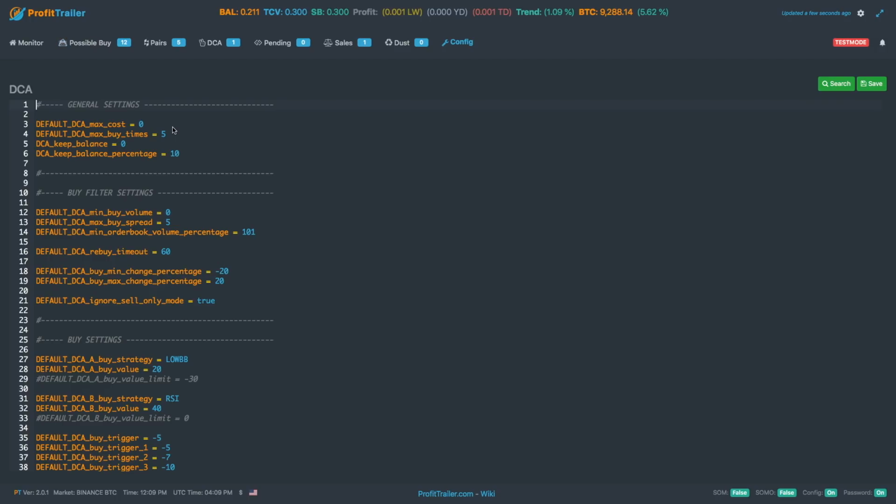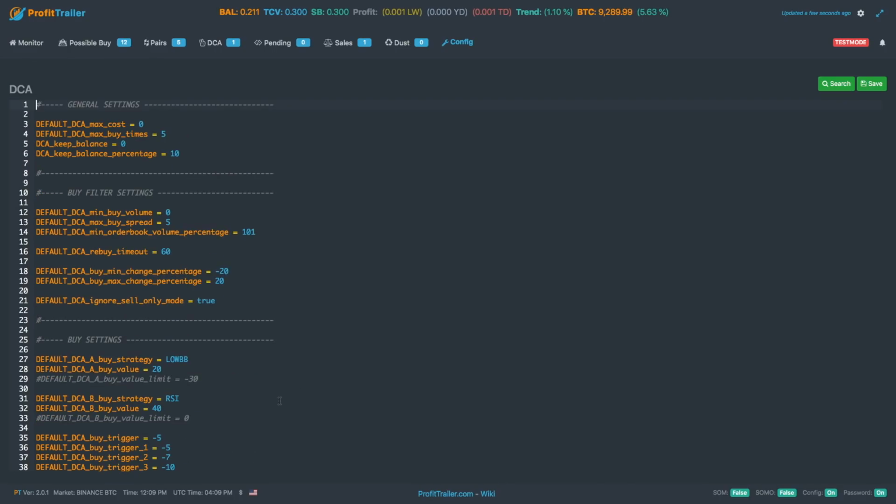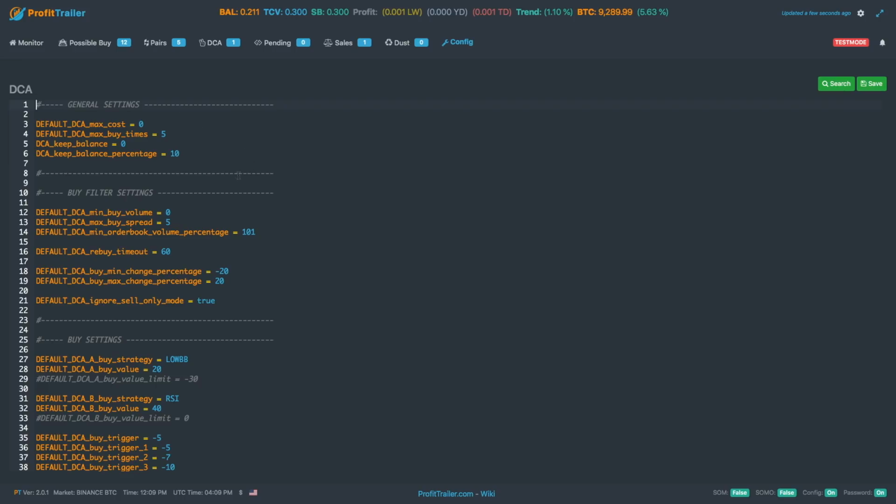But there is a grouping for each set of parameters here. These groupings do follow the wiki, so we're going to be going through them in the future videos in the order that they're in on the wiki. So we have general settings, buy filter settings, buy settings, and sell settings. The general settings are synonymous with global settings. You could call them that.